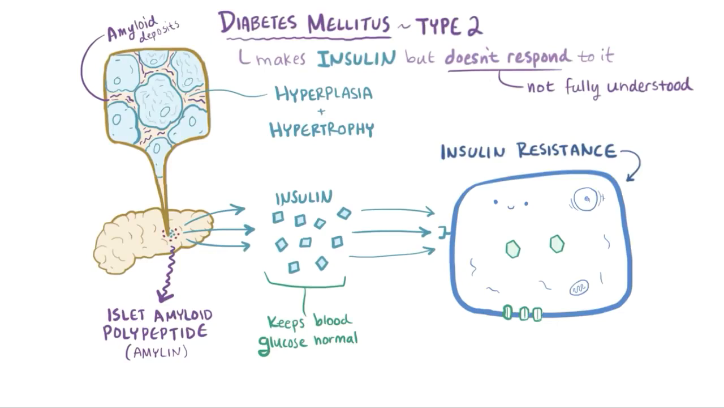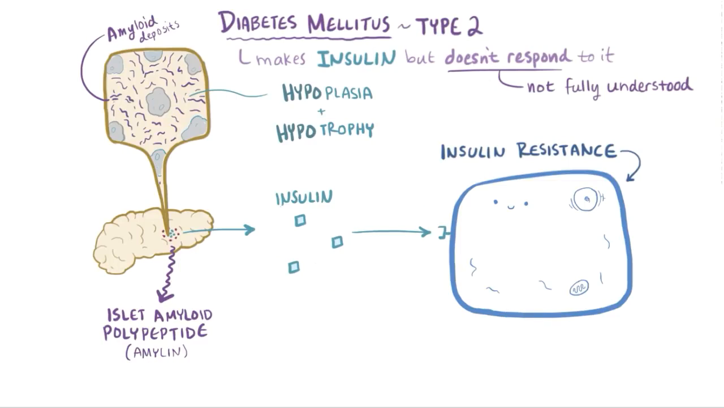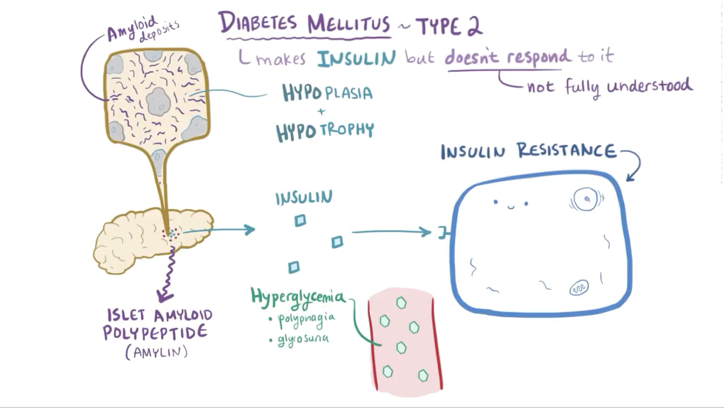And over time, those maxed out beta cells get exhausted, and they become dysfunctional, and undergo atrophy and get smaller, as well as hypoplasia and die off. As beta cells are lost and insulin levels decrease, glucose levels in the blood start to increase, and patients develop hyperglycemia, which leads to similar clinical signs that we mentioned before, like polyphagia, glycosuria, polyuria, and polydipsia.